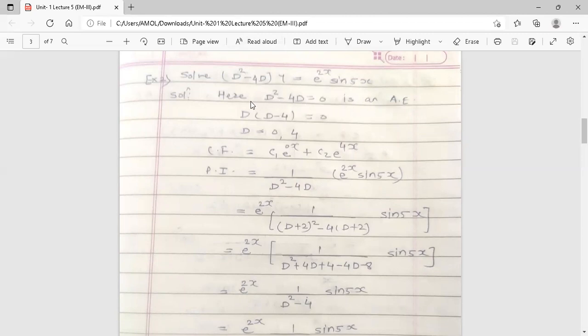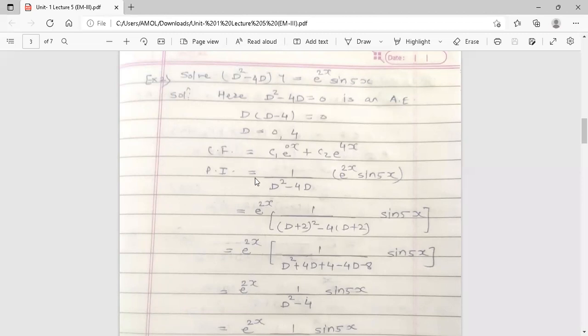Now you take d common. So d common, so the remaining term d minus 4 is equal to 0, and so d is equal to 0 and 4. There are two roots, 0 and 4. Both are real numbers and they are distinct, meaning different. So your complementary function is C1 e raised to 0x plus C2 e raised to 4x.